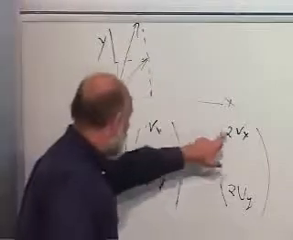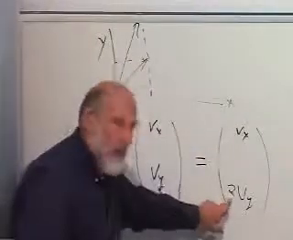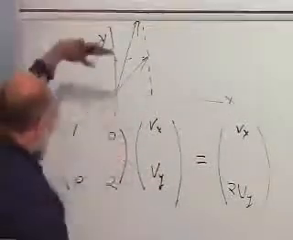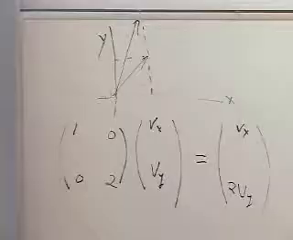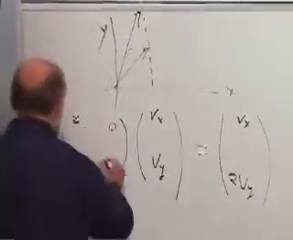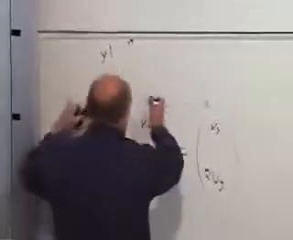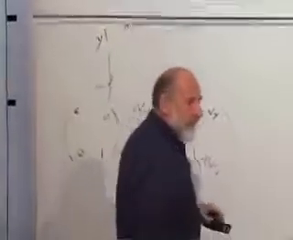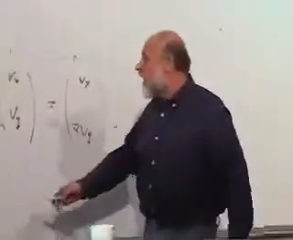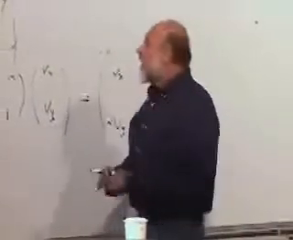1 times vx gives us vx. 2 times vy gives us twice vy. So that's a stretching of the vector space in the y direction. Likewise, we could put the 2 here and the 1 here. That would be a stretching of the vector space, which stretches it out in this direction. One or two more. These are very easy examples. So far, they've only involved diagonal matrices. Let me give you another one.